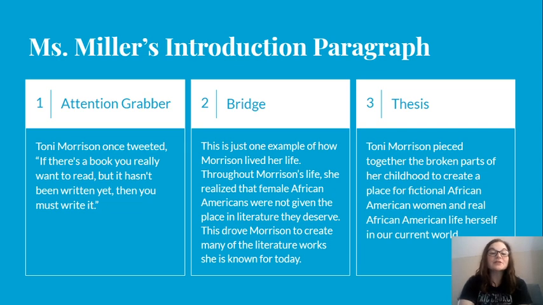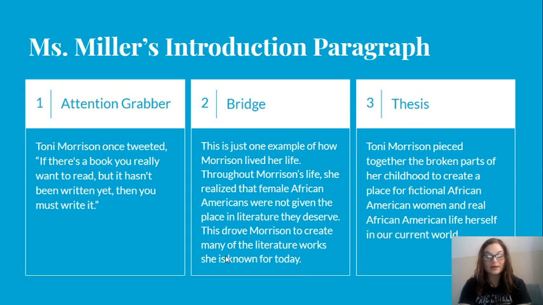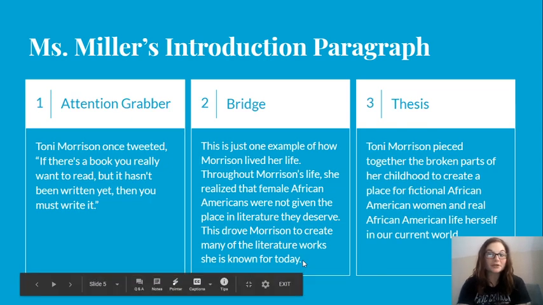Throughout Morrison's life, she realized that female African Americans were not given the place in literature they deserve. Toni Morrison, despite her name being Toni, is a female and she is an African American woman. And as she started her career in college and as she started to get into the workforce, she realized that things weren't fair for her. She had a lot of disadvantages. So then this drove Morrison to create many of the literature works she is known for today. She's a famous author. She's won prizes and awards for her writing.